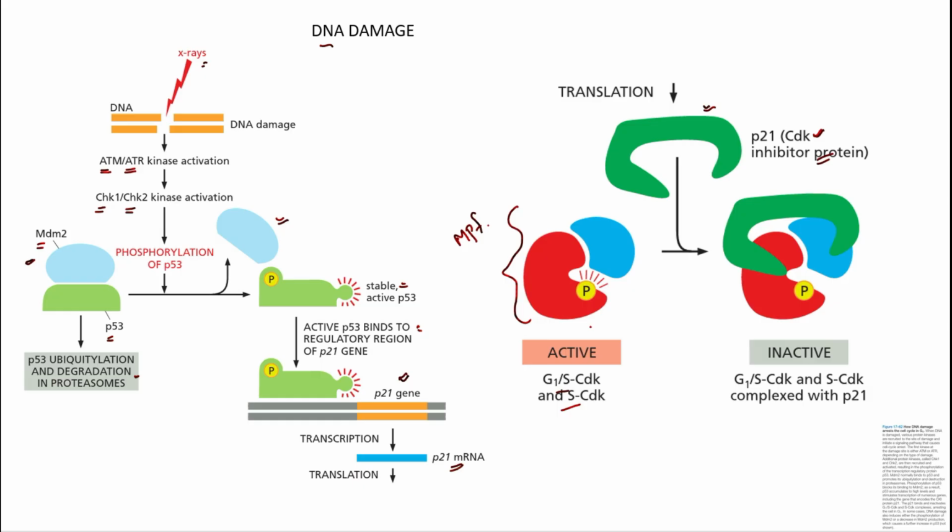M phase. There is a transition, but when this P21 will come and bind in this region, there is inactivation of this G1/S CDK or S CDK complex. So what happens during this time? There will be no further transition. That means wherever the cell is present, in whichever phase of the cell cycle, it will stop there.